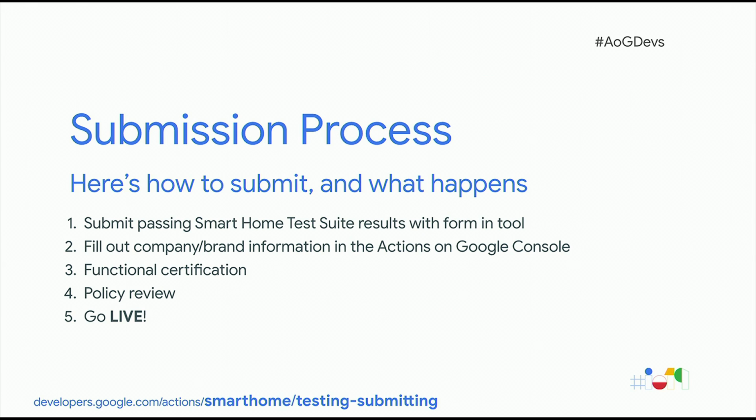And so this might actually be a bit of a back and forth. We might reach out to you with things that need to be updated and stuff like that. And those would come out of two things. So there's a functional certification that happens where we review the results that you submitted for the Smart Home Test Suite, as well as a policy review that happens to make sure that you're in compliance with all of our policies. And then once you pass those two things, you're ready to go live.